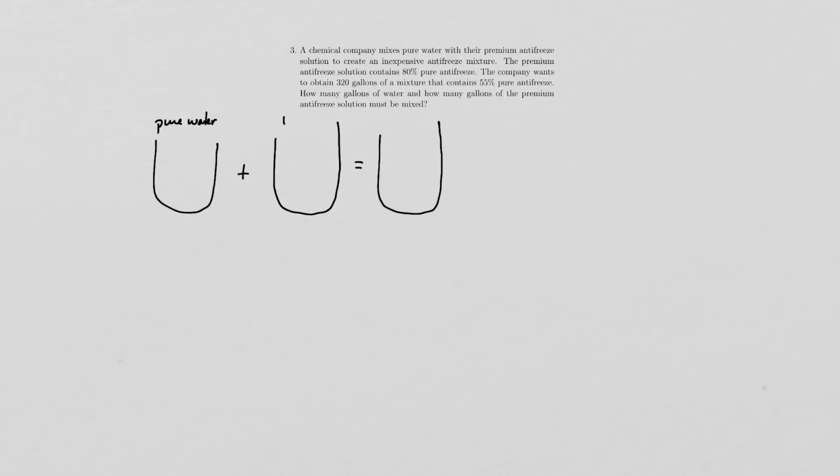The premium antifreeze, right, so that's what's in this bucket, the premium. The premium antifreeze contains 80%. Okay, so 0.80. The company wants to make 320 gallons that contains 55%, so 0.55. Okay, and we got to figure out how much water and how much premium. But if you notice, unlike the last two problems, there's something missing down here. That percent is missing down here. And the thing is that it's not really missing. So if you look at these, the 80% and the 55% is talking about how much antifreeze.